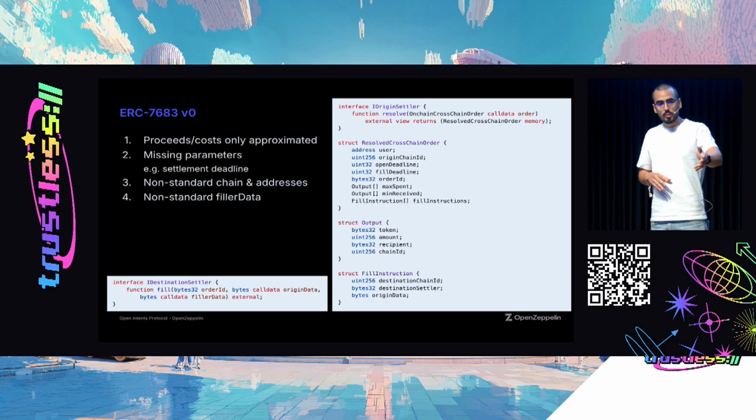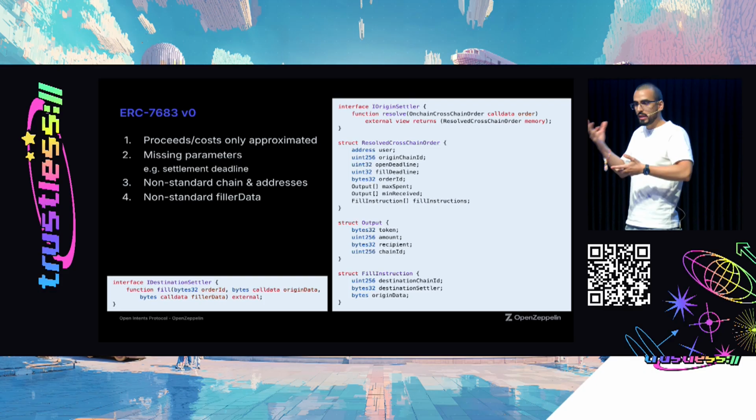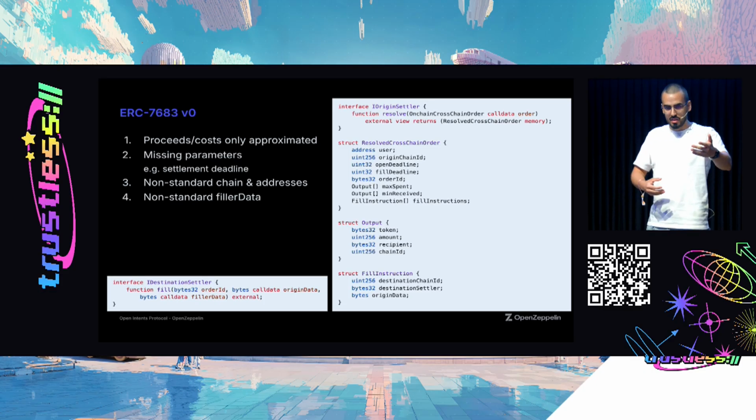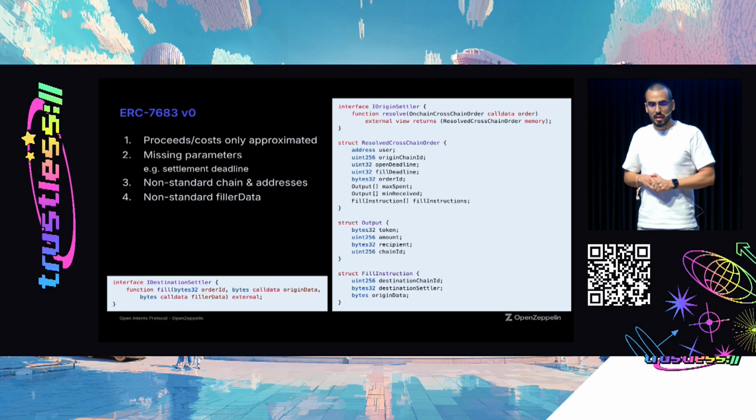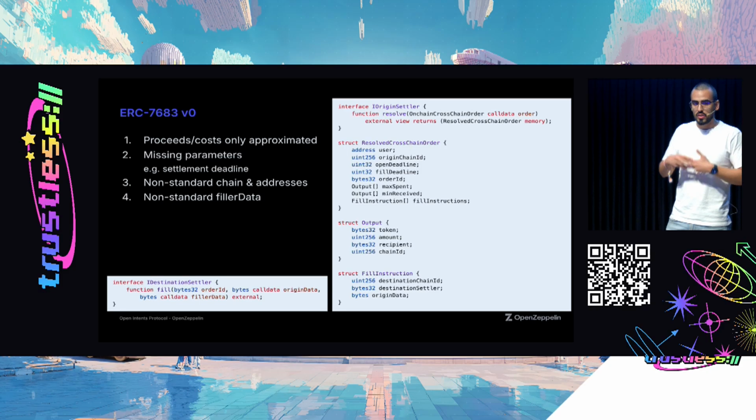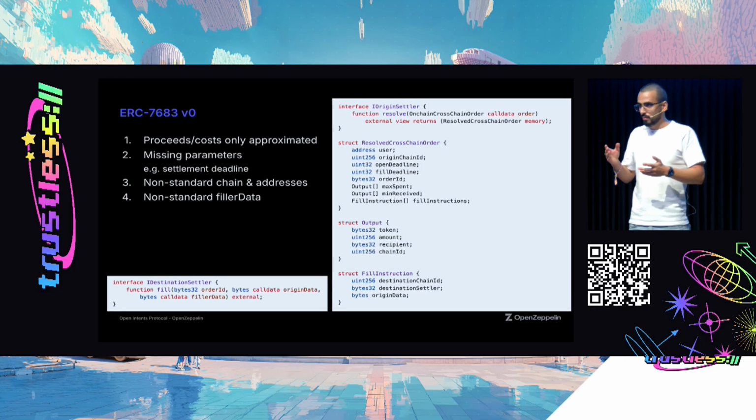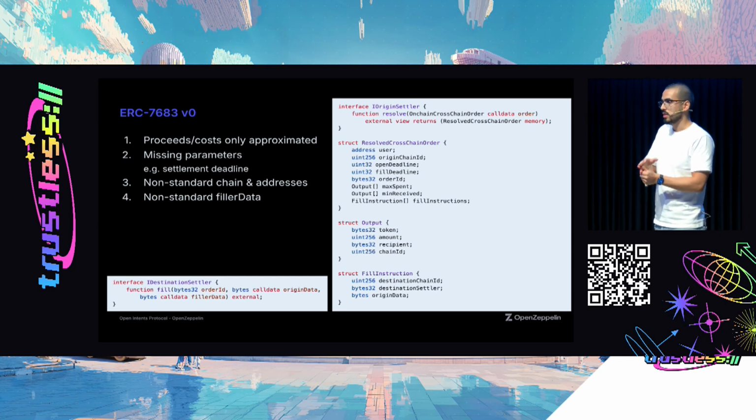So the second point here is that, like I said, we've got some extra parameters like the open deadline that some protocols don't want, but we also have some missing parameters like the settlement deadline in this resolved order, which is very important because it implies that if the intent hasn't been filled and settled at a certain point, the user wants their funds back, right?